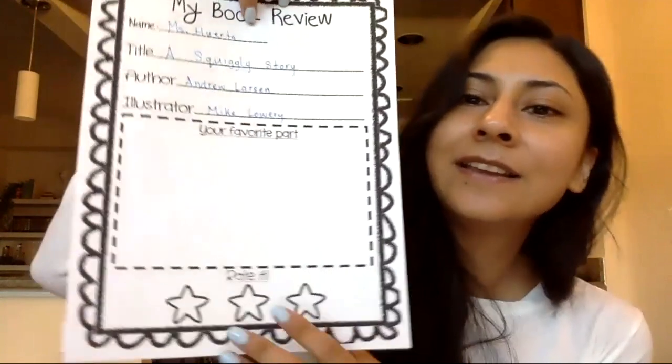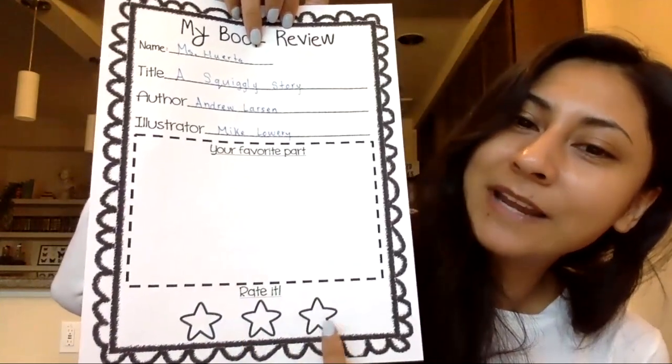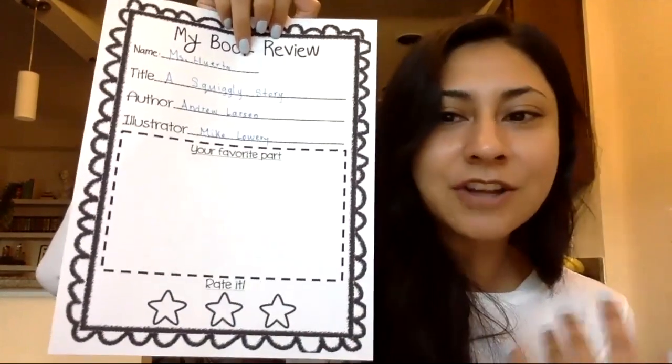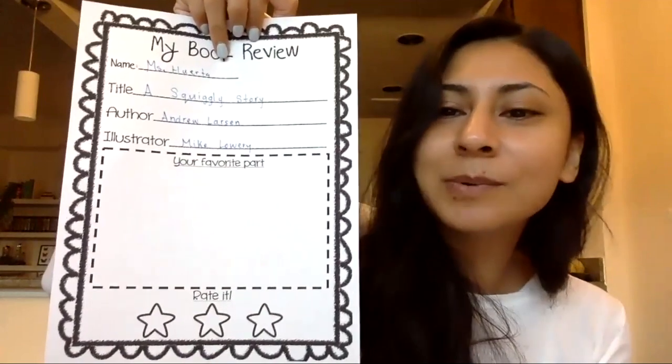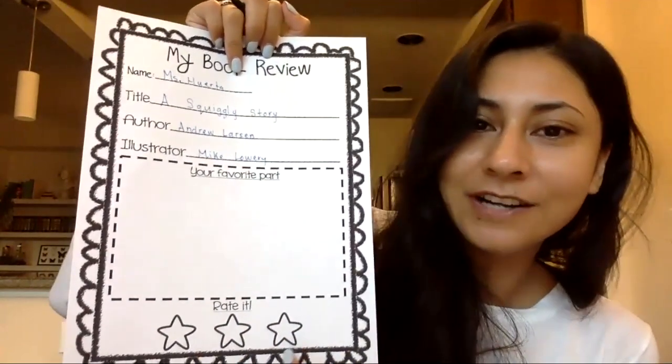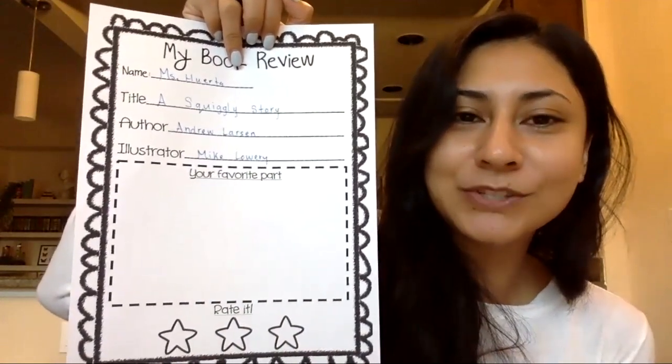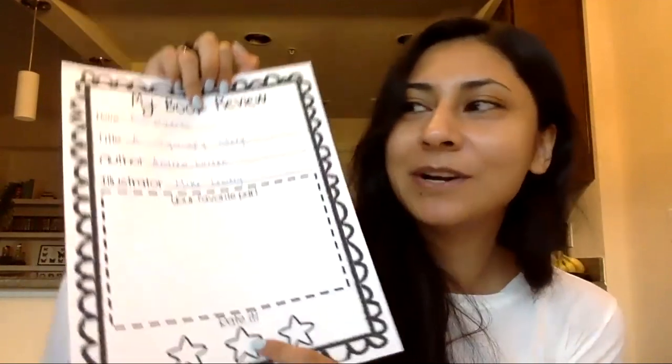And then on the bottom, I'm going to rate it. So do I give it 1 star? It was okay. Do I give it 0 stars? I didn't like the book at all. It was horrible. Or do you want to give it 3 stars? I love the book. I want a copy of it. I want my mom and dad to go to the bookstore and buy me a copy because it was a really great book. So it's one of my favorite books. So I'm going to give it 3 stars. So I'm going to go ahead and color in all 3 stars for the book. It is really one of my favorite books.